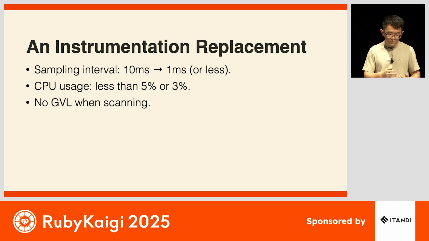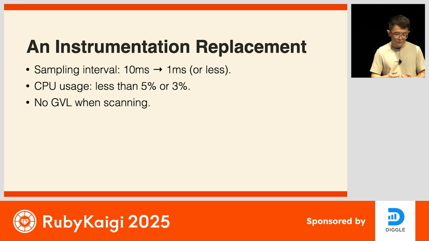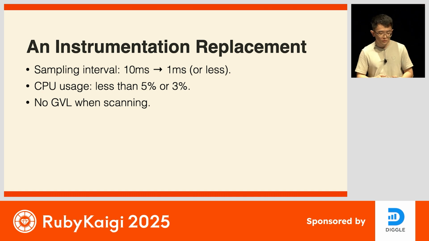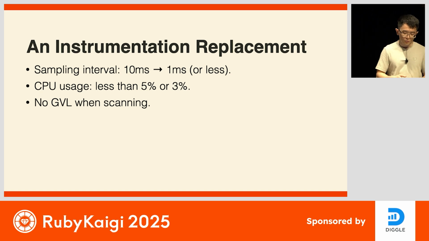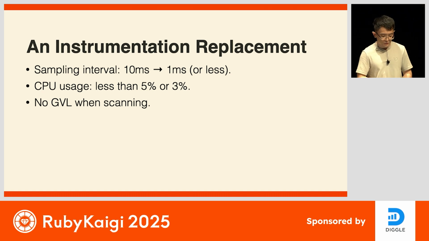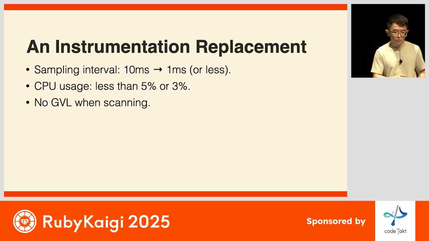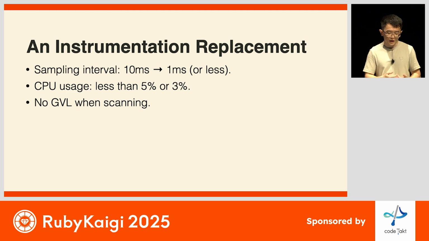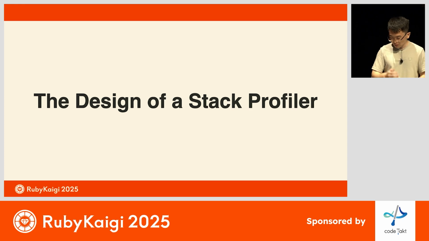So I think if we want a stack profiler that can replace instrumentation, so we can use a stack profiler only, this profiler must fulfill several things. First, we should reduce the sampling interval from 10 milliseconds to 1 millisecond. And we should keep the CPU usage as low as possible, maybe less than 5 or 3%. And more importantly, we should not use the GVL when we scan the stacks, as no one wants to slow down their applications.